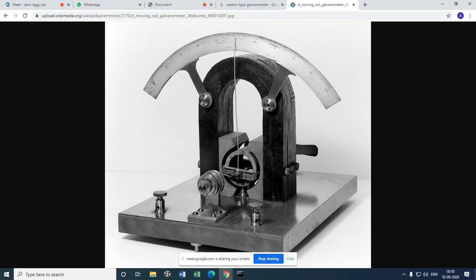Similarly, this side is again 100, this side is again 100. Clear? Because the purpose of a galvanometer is to detect whether there is a current there or not. It can detect both positive as well as negative current, because the coil can deflect to the left side also, anti-clockwise also, clockwise also. So this is a very beautiful picture of the moving coil galvanometer.